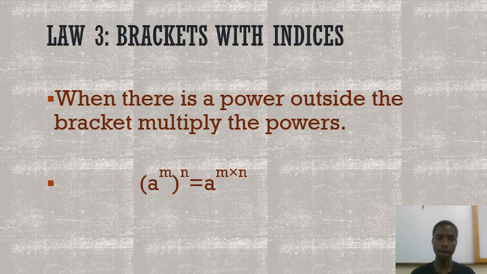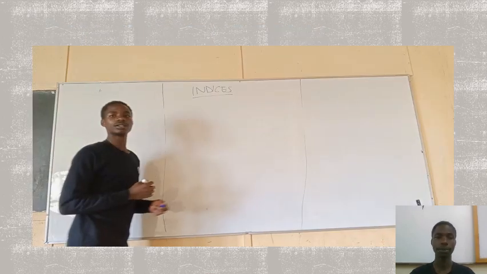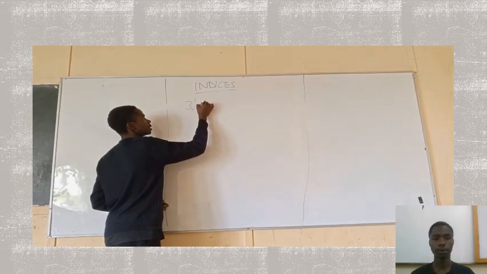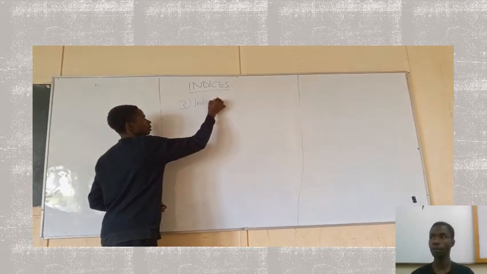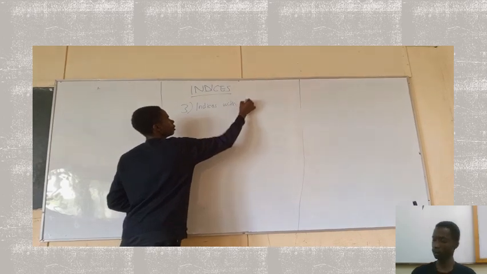a power m in brackets raised to power n is equal to a power m times n. As you can see, m is in the bracket, so m multiplied by n is what we use when we apply the bracket law of indices. Remember, the base must always be the same. We are going to talk about the third rule, which is indices with brackets.